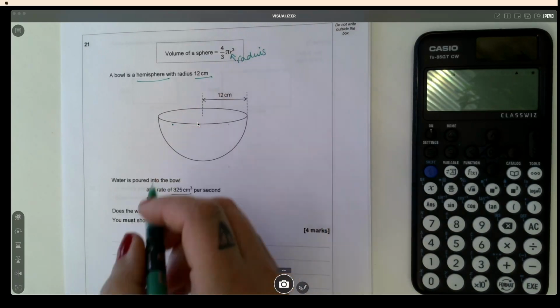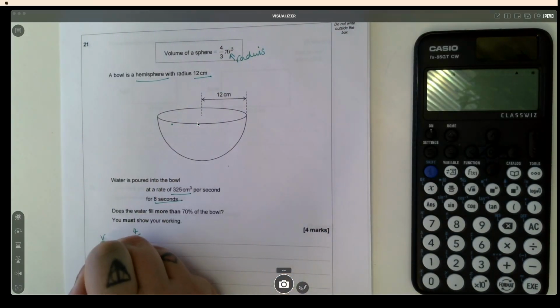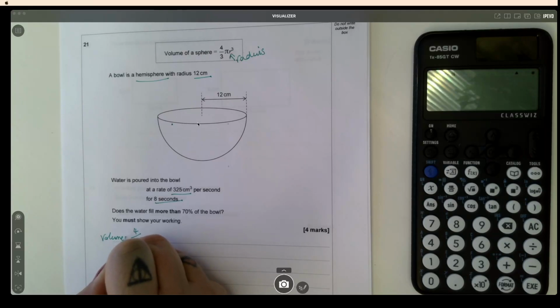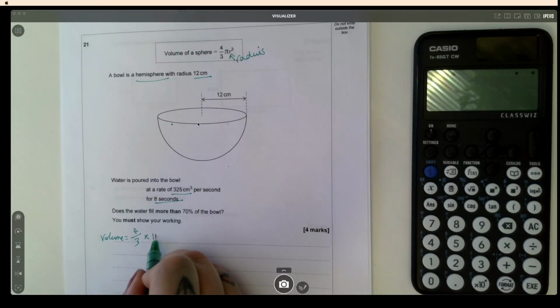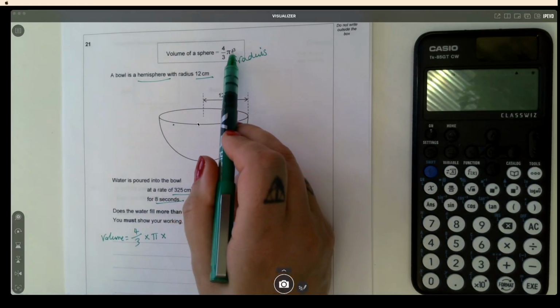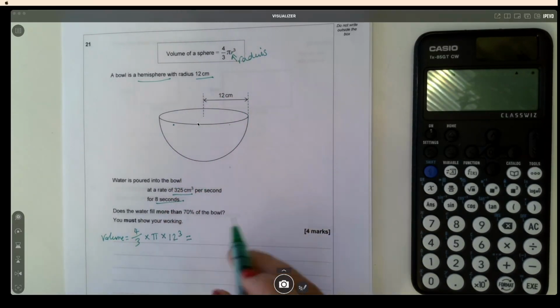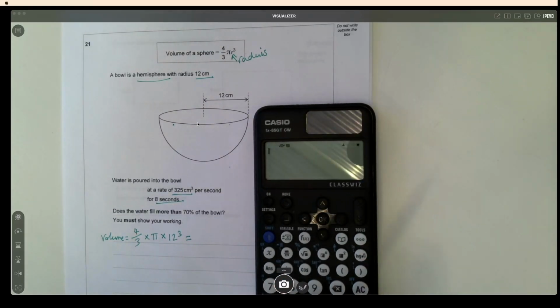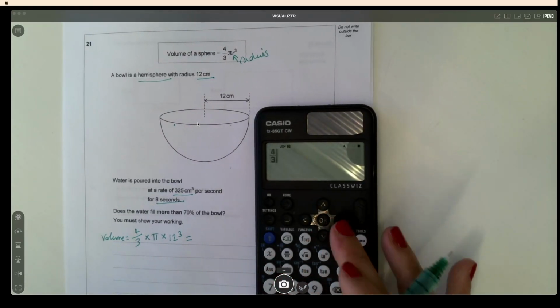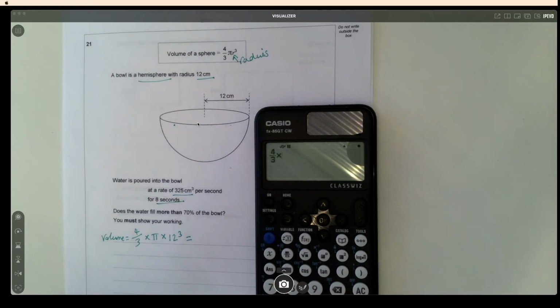So we're going to start by substituting. Volume equals 4/3 multiplied by pi multiplied by the radius cubed, the radius is 12. So we're going to put 12 cubed, and then we're going to pop that in our calculator. So we've got 4/3 multiplied by pi multiplied by 12 to the power of 3. And then we're going to press equals.